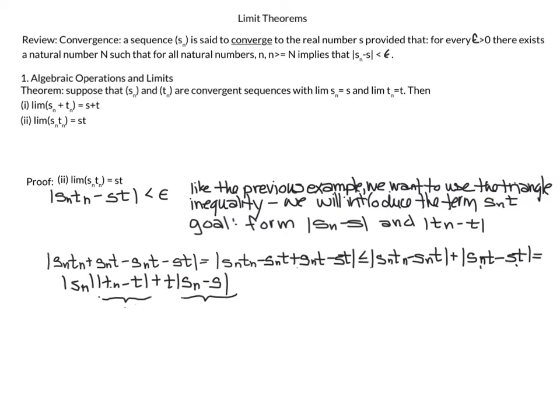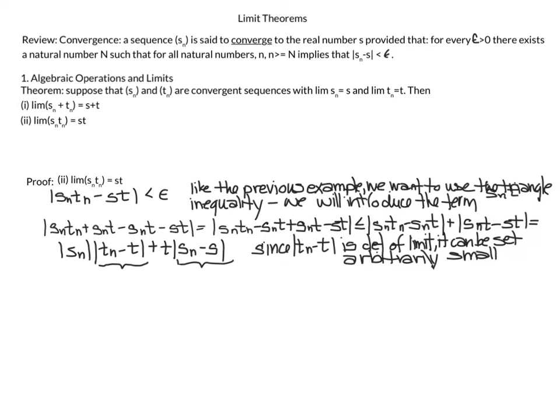Now I can separate these out by the triangle inequality. From here, I can factor out my Sn, and I can also factor out my T factor here. And this is what I get. I'm back to a similar place to where I was in the previous theorem. Since T is the limit of Tn, I can set this part to be arbitrarily small. Similarly here, I can set this absolute value to be arbitrarily small. In other words, I can choose it to be less than an epsilon, where epsilon is very small.